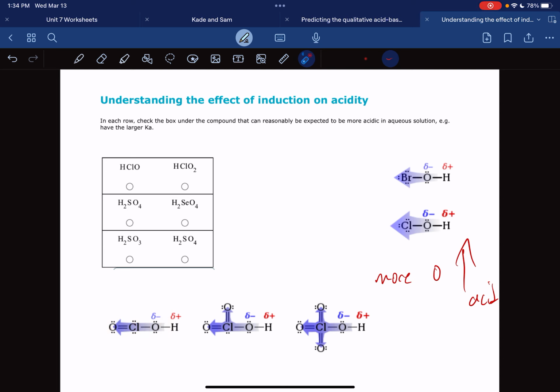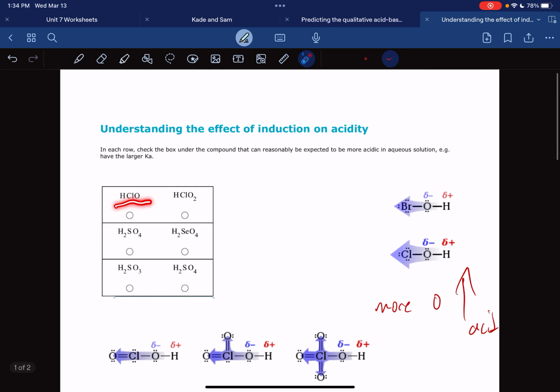So our rules are simply this: if you have two things that are identical, whatever one has the greater electronegativity is going to win. And if you have two things that are identical and one has more oxygens, the thing that has more oxygens is going to be more acidic. So let's take a comparison here. And we have HClO and we have HClO2. Identical in every way, but winner, winner, we have an extra oxygen right here. So therefore, of these two, this is going to be more acidic.